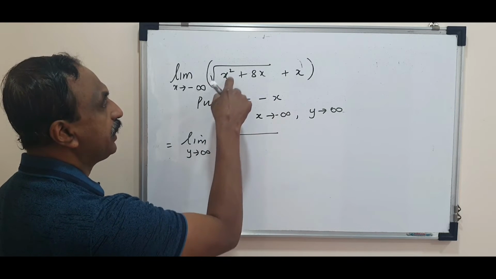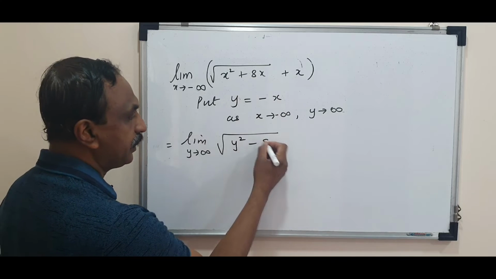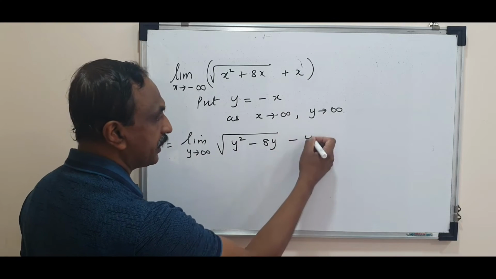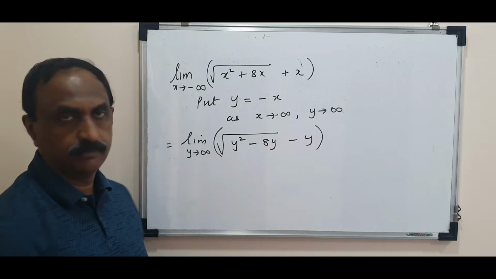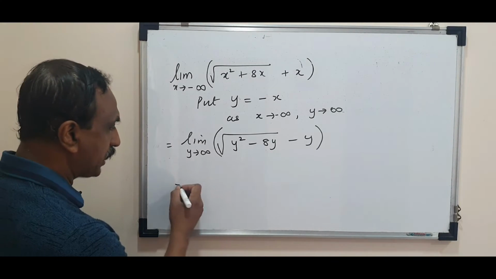to replace minus y, square it, so it will become y square. Instead of x, I will replace minus y, and instead of x, I will replace minus y. So our new function is like this. Now, like the previous problem, we will rationalize it and then we'll apply the highest power method.